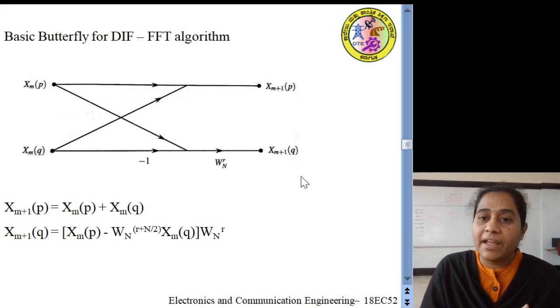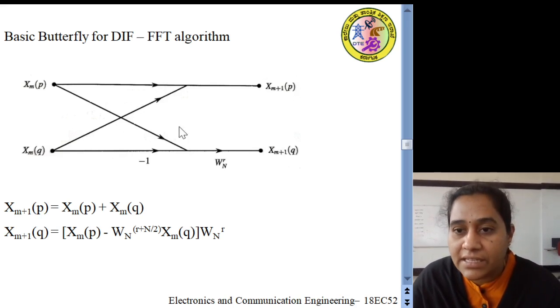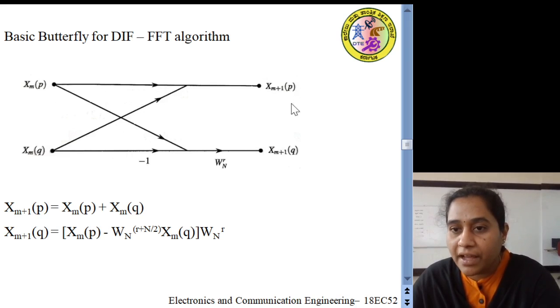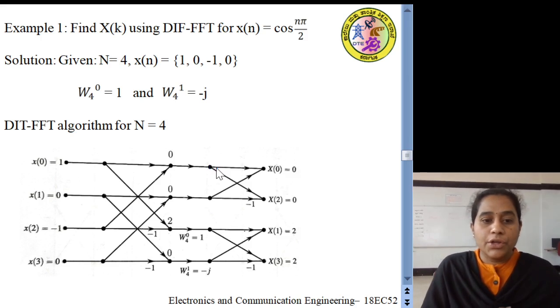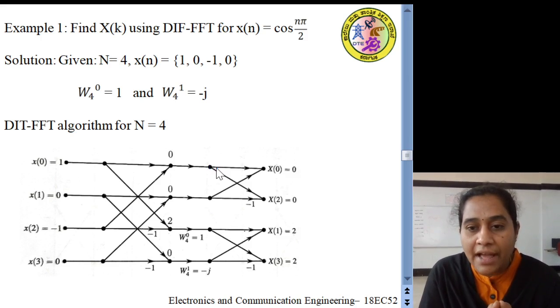So the basic butterfly for this DIF FFT algorithm is this. Here in this butterfly operation, this is the current input and this is the current output. The current output x of m plus 1 of p is x of m of p plus x of m of q. And x of m plus 1 of q is given by x of m of p minus x of m of q multiplied by the twiddle factor W N raised to the power of r. So using this concept, let us solve some numerical examples.